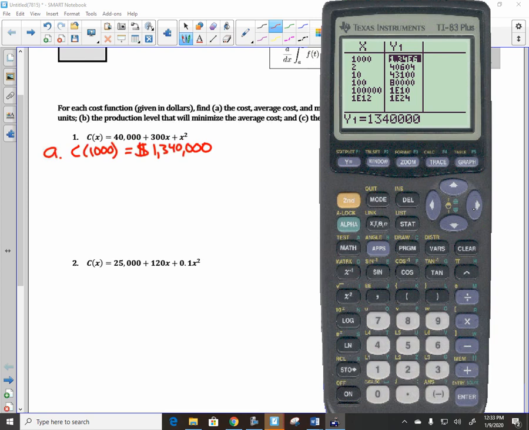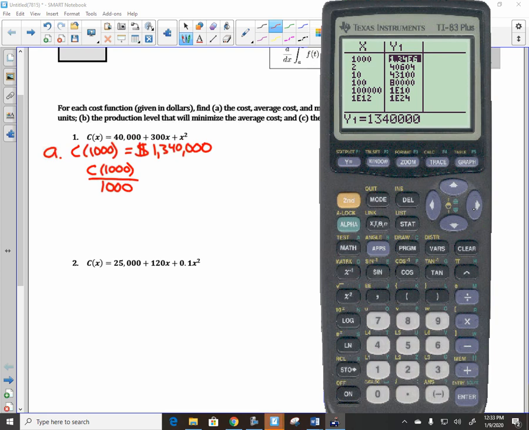Is everybody okay with the first step? The second step is to find the average cost. The way that we find average cost is we take the cost and we divide it by what? And what is x? How many items have we produced? 1,000. So you're going to take the total cost and divide it by the number of items.